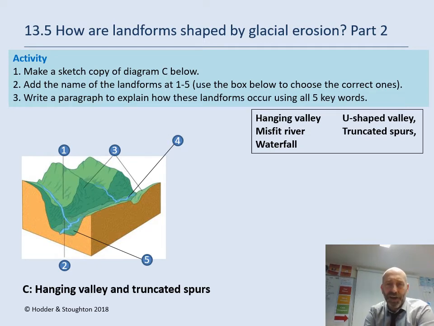And then once you've done that, see if you can write a paragraph to explain how all these landforms occur using all of the 5 words. Okay, so try and explain how they were created by the glaciers. Okay, so if that means you've got to sort of rewind back and watch any of it again, then try and do that and just write a nice detailed paragraph using all 5 keywords to explain the formation of these landforms. So if you pause and spend maybe 5-6 minutes doing that activity.